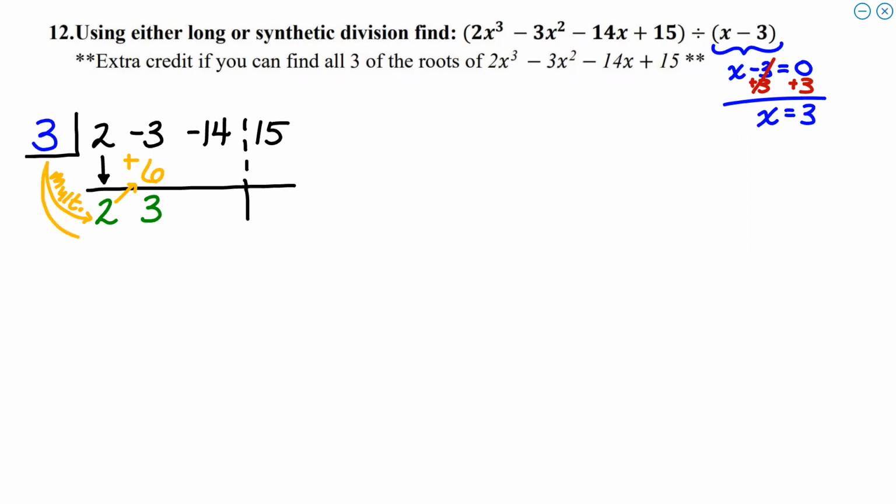Then I take 3 and I multiply it to 3, and that gives me 9. I add that to the value up above. Negative 5. One more time, 3 times negative 5. Negative 15. Add it to the value up above, and I get 0 as my remainder.